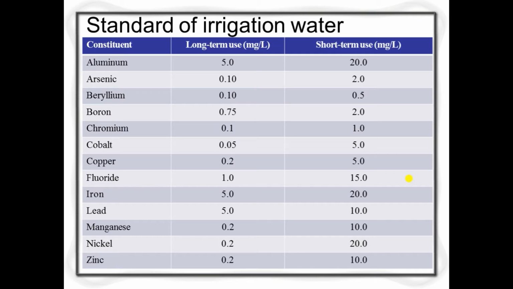This table shows some of the chemical parameters that should be adopted when we are using irrigation water. Both long term and short term uses are given in the table. Water also carries some chemical constituents with it, and we have to calculate the amount of particular chemical content present in the water, certify it, and ensure that the content does not exceed the limiting value.